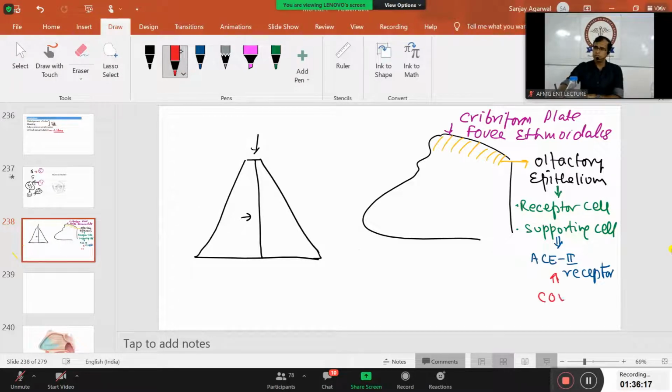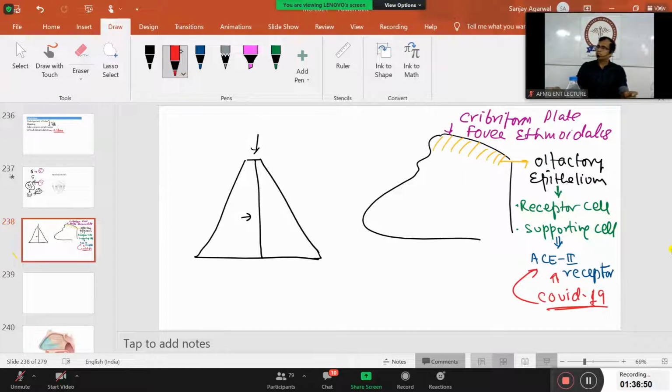COVID virus, COVID-19 को बोलते हैं. It binds the cell via ACE2. इसके थ्रू वो bind करता है, and through this it enters the cell and damages the cell. So any cell which has ACE2 receptors will be attacked by COVID virus and will be damaged by the COVID virus. And that's why your supporting cell of the olfactory epithelium will also get infected and damaged by the COVID virus.